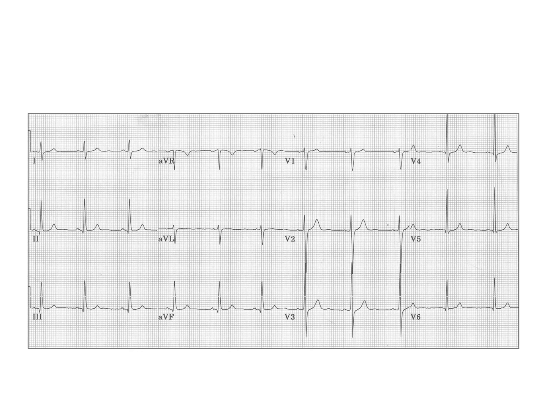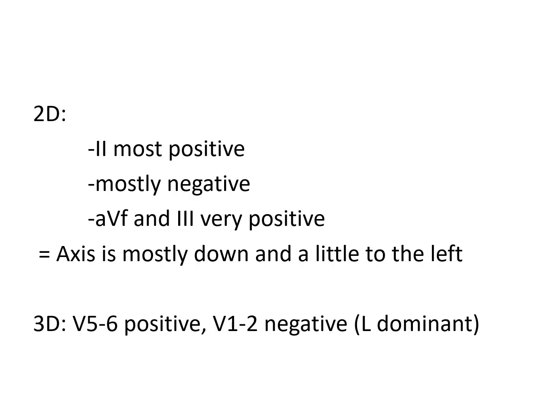And then if we look at 3D, V1 is almost wholly negative, V2 is still mostly negative, V5 and V6 strongly positive. So again, it's a left dominant heart in 3D. Electricity is going towards the apex rather than towards the front of the chest wall. And again, just an explanation and confirmation of the why.